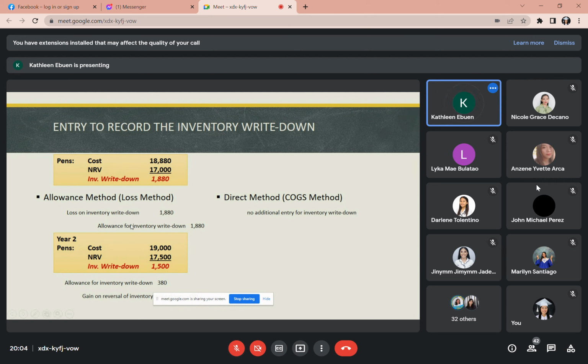So, syempre, we will debit the allowance for inventory write-down para mabawasan yung unang entry natin, 380. And we will credit gain on reversal of inventory write-down, 380. So, hindi naman natin pwedeng gawing class i-credit si loss on inventory write-down. So, para mabawasan ito, hindi ganun yung ginagamit nating entry. No? So, we are going to record the gain on reversal of inventory write-down.